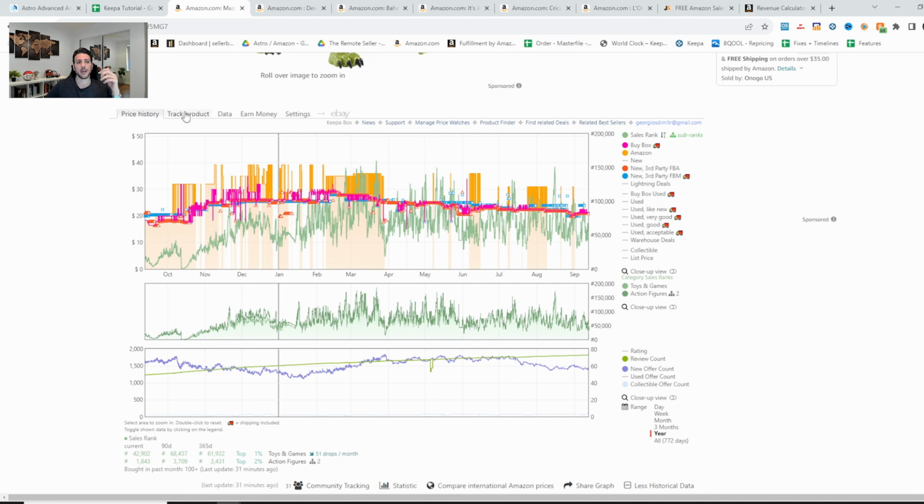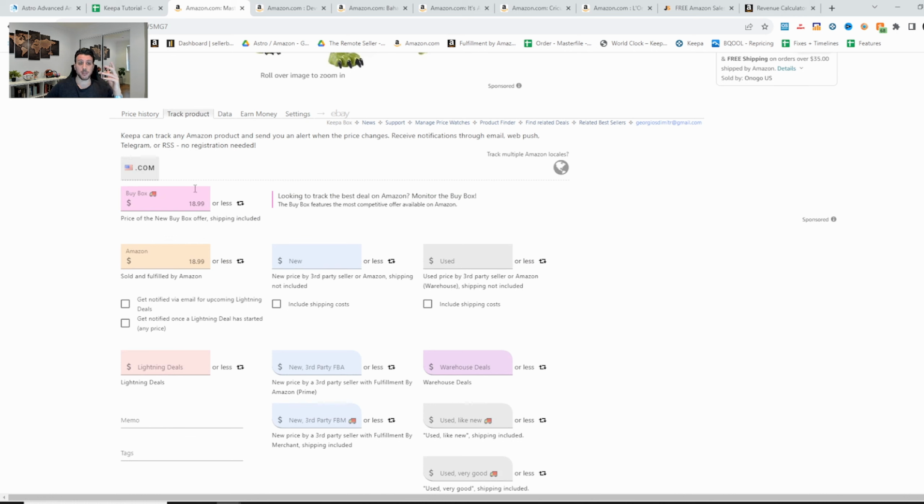This is the most important data that you'll be looking at, and the biggest reason that you'll be using Keepa. Next one is the track product feature, where you can pretty much add a price here and receive notifications if there are certain price movements that you want to see. Not too important in my opinion.